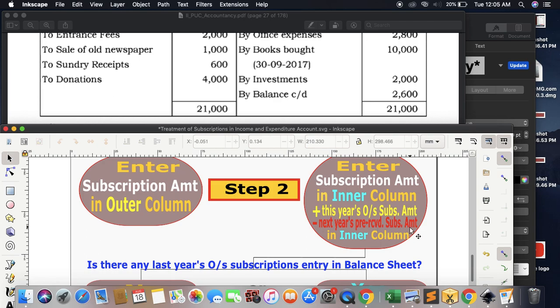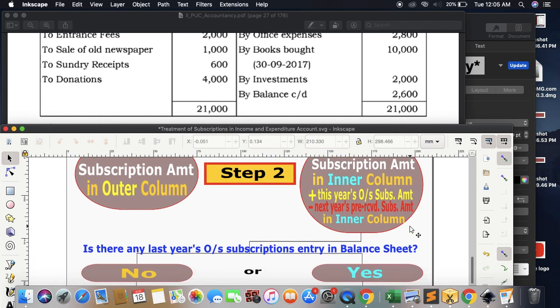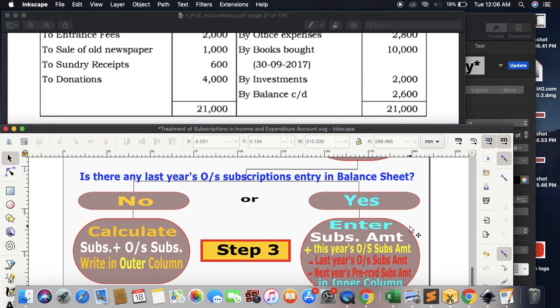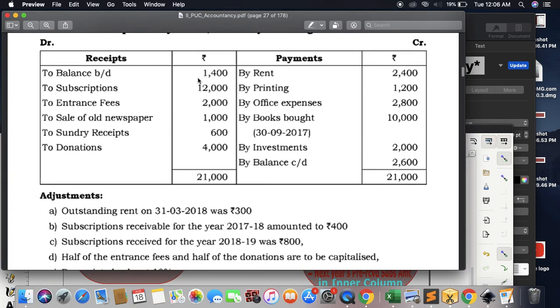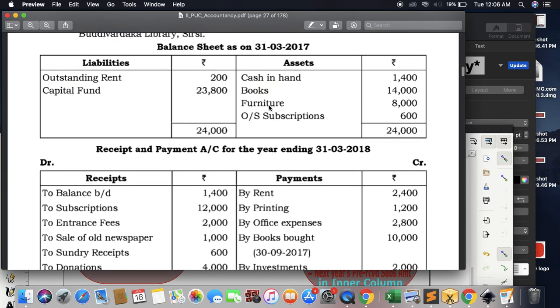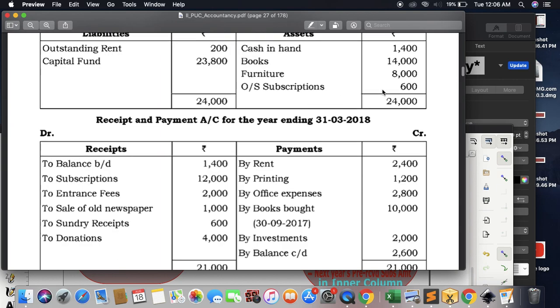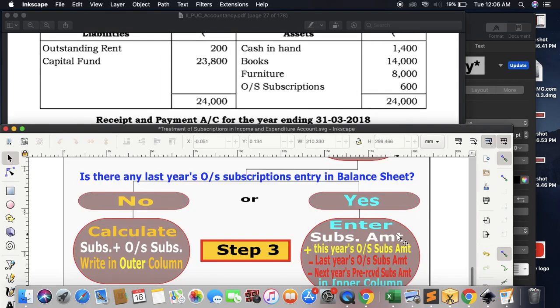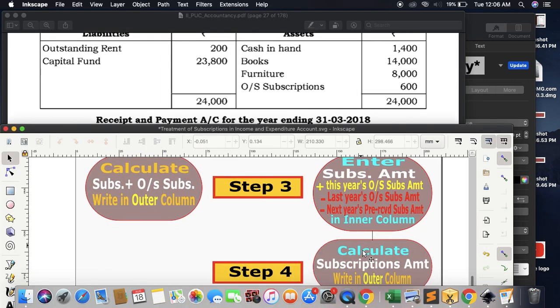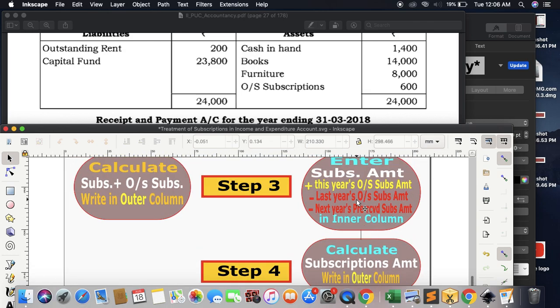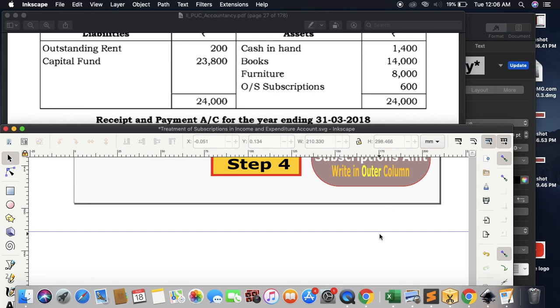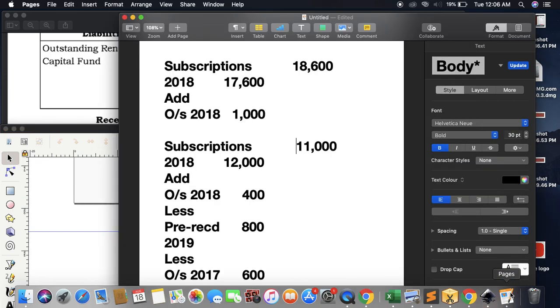Minus next year's pre-received subscription amount. Then you need to go up and check if there is an outstanding subscription of last year. Yes, it is there, 600 rupees, that you have to minus. So minus last year's outstanding subscription amount, and calculate and write into the outer column, which I just showed you now.